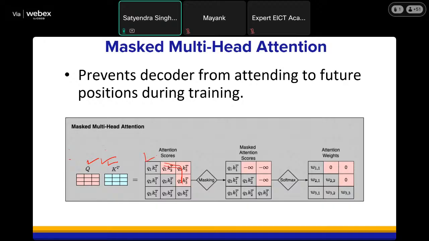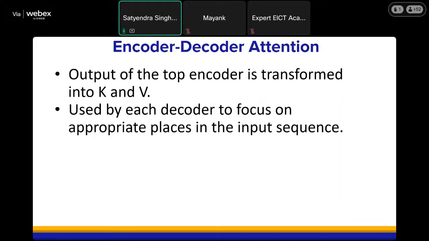For example, for query one, the first word of the input, we calculate the attention score with itself only, and for q2 we calculate with key 2 and key 1 as well. So we calculate the previous context, we mask the attention score of the future tokens, and eventually get the attention weight after applying the softmax. So it prevents the decoder from attending to future positions during training time. This is for training time, because the decoder is going to train for generating sequential data. So we want to focus on the previous words only. And the output of the top encoder is transformed into K and V.